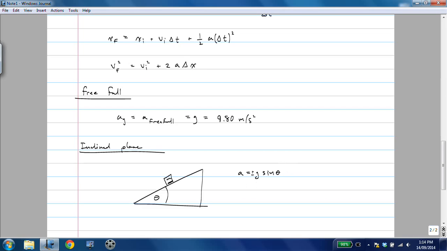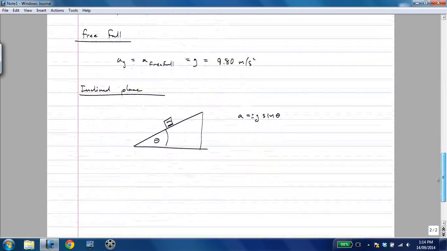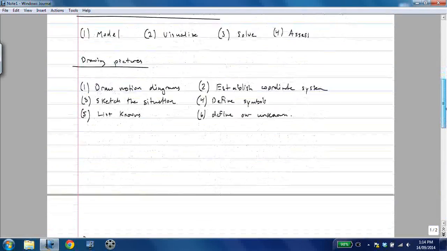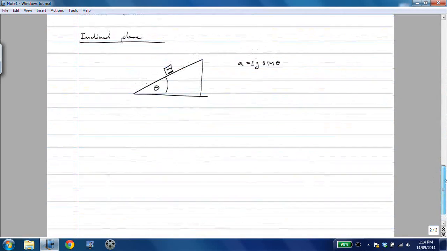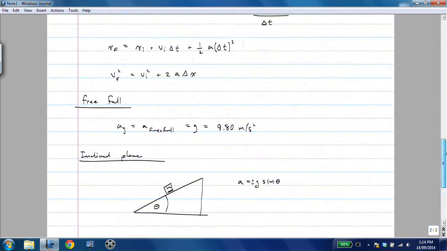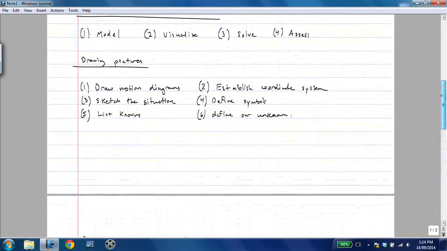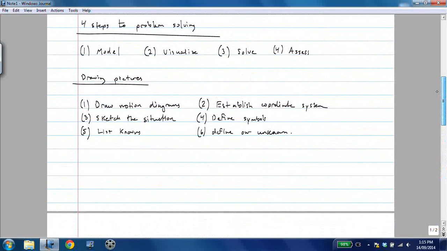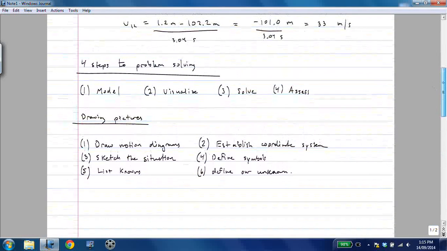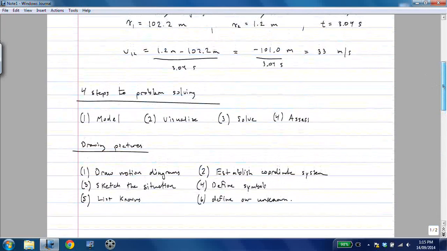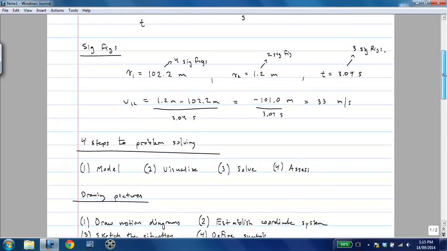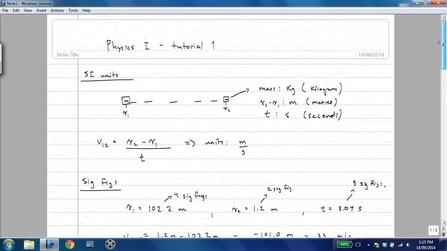Okay, so that is all that I'll be talking about in the first tutorial. And then I'll also be going over problems. So just to recap, here I've talked about the inclined plane, free fall, the kinematic equations here, how we can draw really good pictures so we can actually accurately describe our system and then solve for whatever unknowns we have, sig figs I talked about, and the SI units. Thank you for listening.